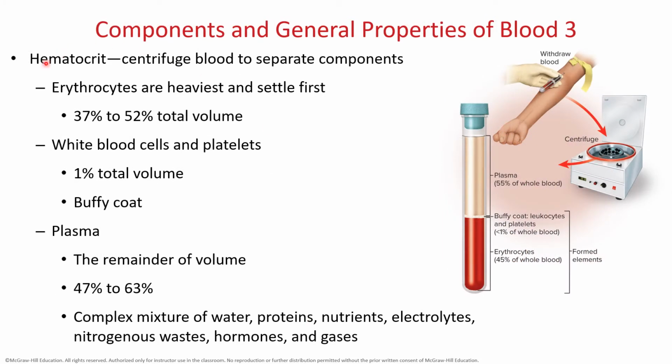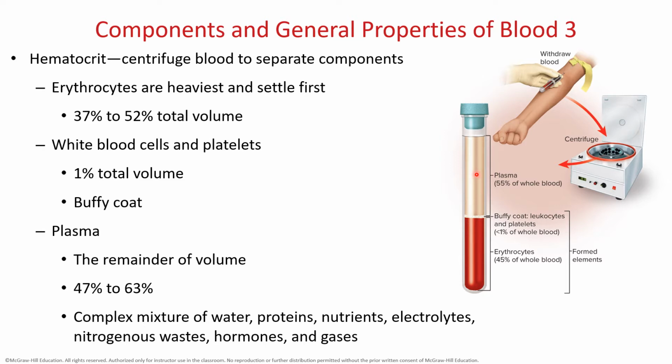So now let's talk about hematocrit. So we actually do this in lab where we prick your finger and then we have a capillary tube. We actually get the blood to go into the capillary tube and then we put it in a centrifuge and we spin it around and then it comes out and it looks just like this.